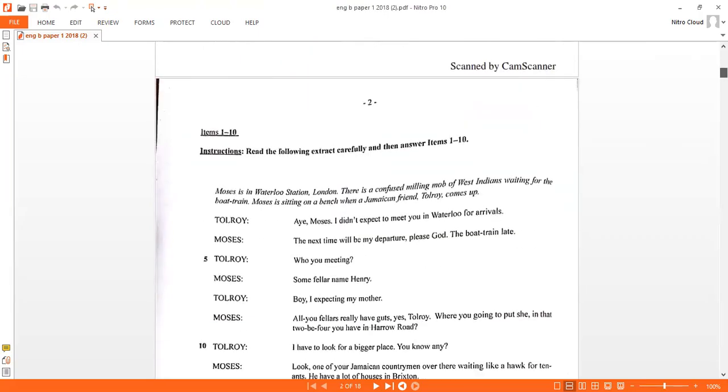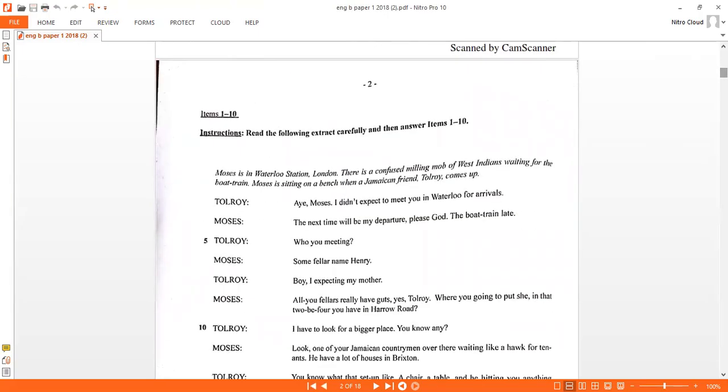So we're going to jump to the first section. The paper is divided into 3 sections. Section 1 basically focuses on the drama section, which comprises 20 questions. It has items 1 to 10 and items 11 to 20. Those 20 questions are created around 2 drama extracts. The second part of the paper is the poetry section, which focuses on 2 poetry pieces, 20 questions, 10 questions each. And the last section is the prose fiction section, which also has 20 questions. So in all, you will be answering 60 questions in 2 hours.